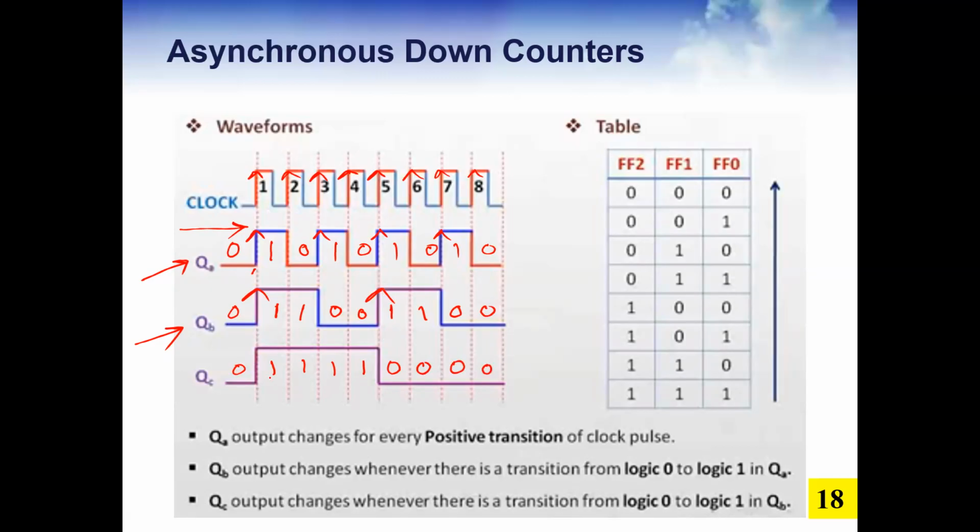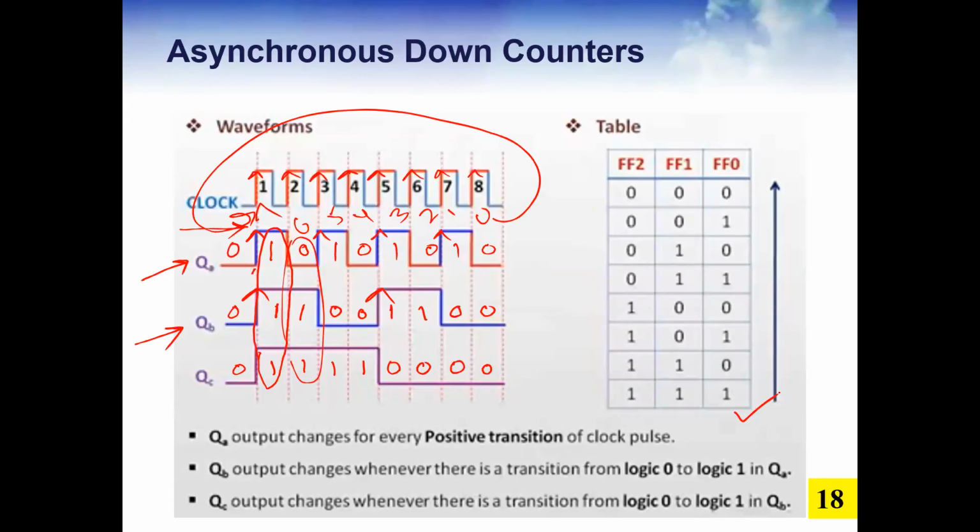Now you can read from up to down, or down to up. This is 111, that is, a count of 7. Then this is the count of 6, this is a count of 5, 4, 3, 2, 1, 0, and then it starts repeating again. So this is the operation of the down counter, which you can see from here as well. All right, so this is the working of the 3-bit down counter.